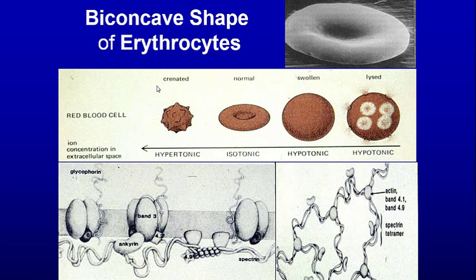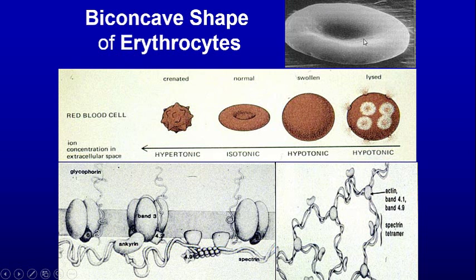Now, there is a biconcave shape of red blood cells. As you can see there, it's not spherical, it's red, and this is an isotonic solution. But if you have a hypertonic solution, more salt, it would be crenated, but it can flip back and forth between those states. If you put it into water, it will swell, and then finally it will pop.